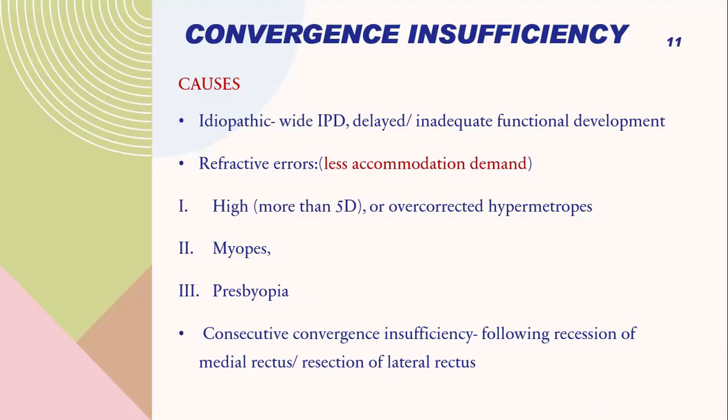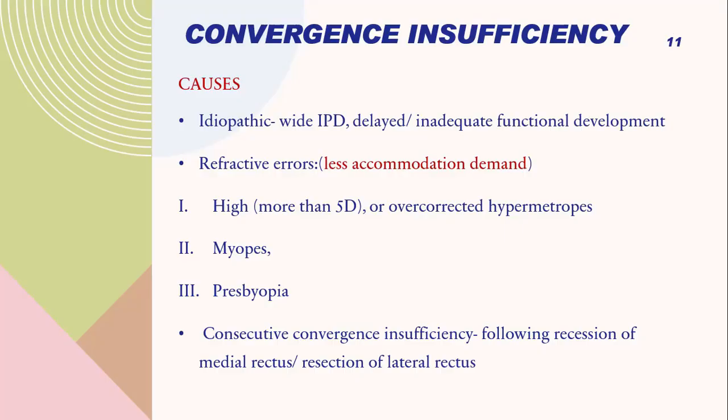So now let's look at the management once we have made a proper diagnosis. Convergence insufficiency is the most common vergence anomaly, and this is the one which even general practitioners will come across, and it can be easily diagnosed. The important cause is it could be primary because of a wide interpupillary distance or because of an inadequate development of the convergence, or it could be secondary due to uncorrected refractive errors, which was already told by Dr.